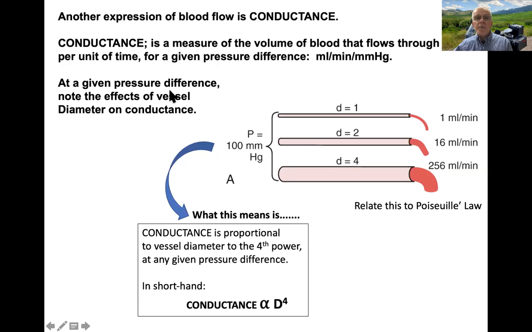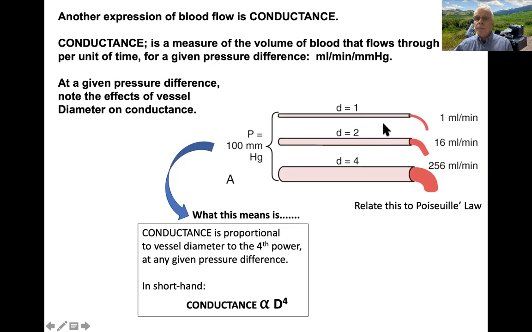So at a given pressure difference, if I hold that constant, I want to show you how the flow rate will change if the diameter of the vessels changes. If it goes from an arbitrary value of 1, if we double it, or if we double it again.